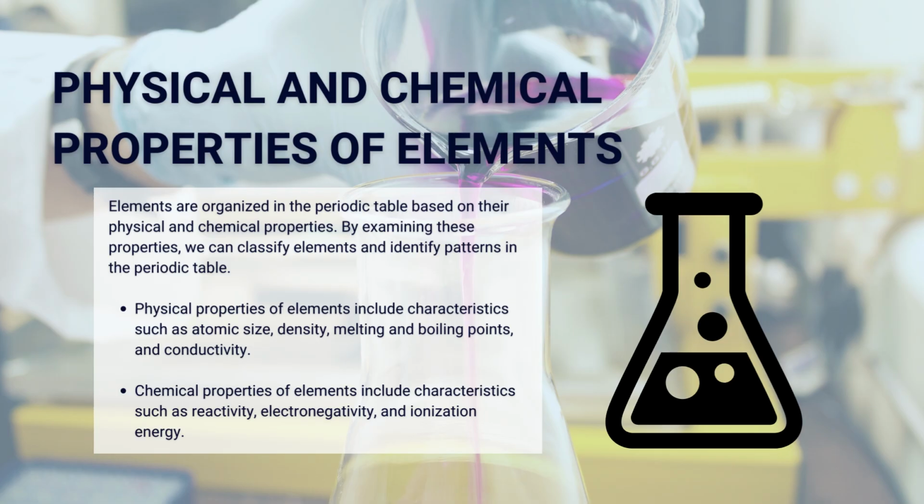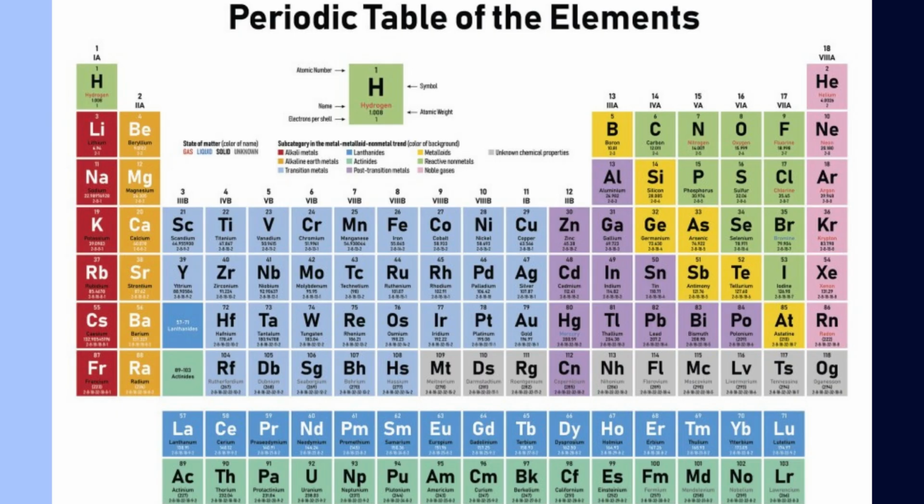Elements are additionally organized in the periodic table based on their physical and chemical properties. By examining these properties, we can classify elements and identify patterns in the periodic table. As discussed in previous lessons, the physical properties of elements include characteristics such as atomic size, density, melting and boiling points, while the chemical properties of elements include characteristics such as reactivity, electronegativity, and ionization energy. Here is an image of a current periodic table of elements.